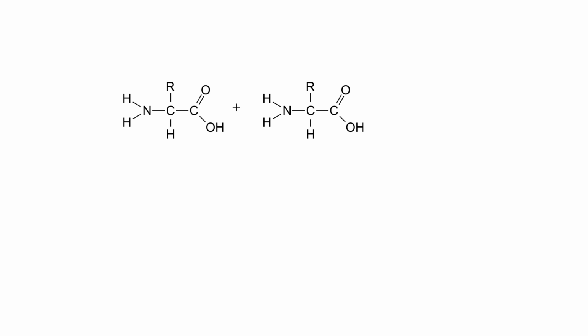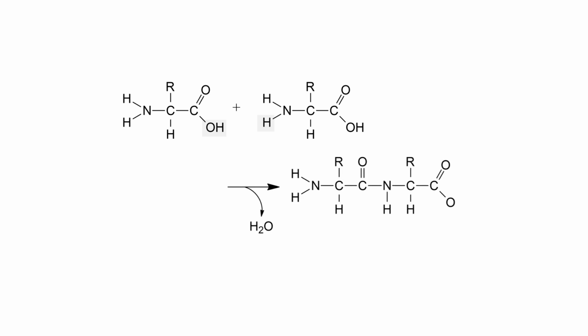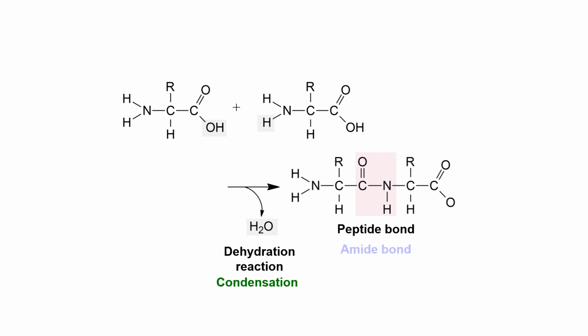Two amino acids can couple together to make a new bond. In this case, the acid's OH and the amino group's hydrogen are combined together and removed as water. So water was removed. That's why this reaction is called a dehydration reaction, or this reaction is also called a condensation reaction. In this case, the newly formed bond is the peptide bond, and functionally speaking, this is also called the amide bond.